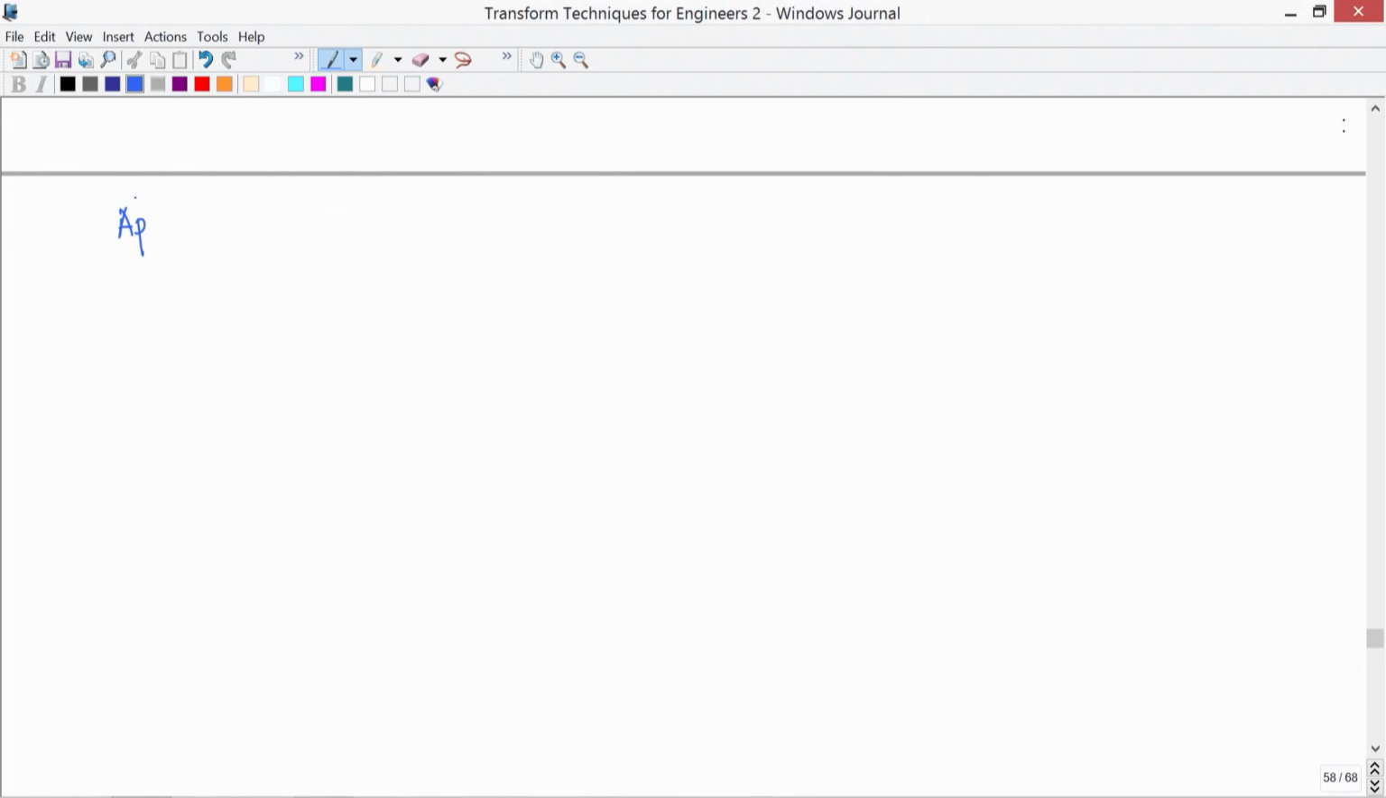So, let us see the applications of the Fourier transform.